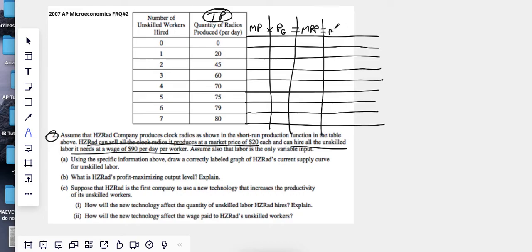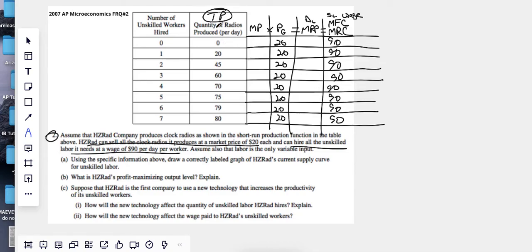Then we're going to compare that to our marginal revenue cost. Your marginal revenue product is your demand for labor. Your marginal revenue cost could also be marginal factor cost, as in labor is a factor of production. It is your supply of labor. It is your wage. So they give us all this. Price of the good was $20. We don't need it there, but that's okay. For each radio that's produced, the wage was $90. We can fill that in. We know each worker gets $90.